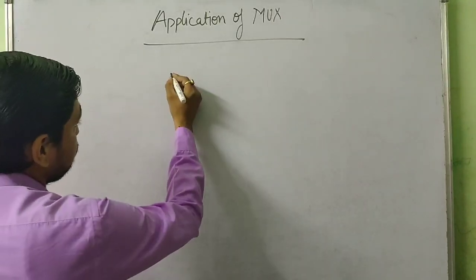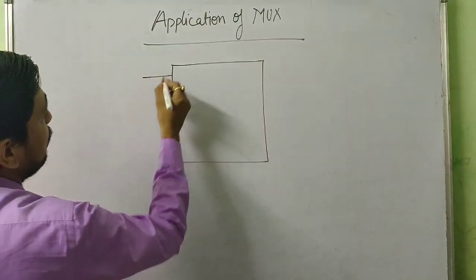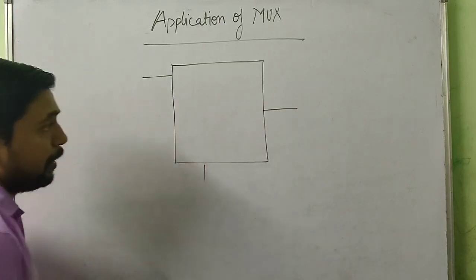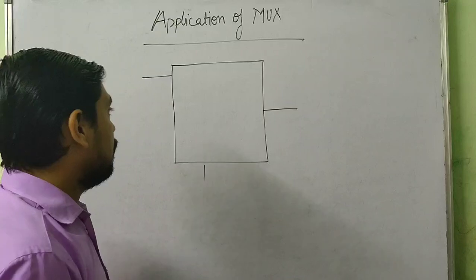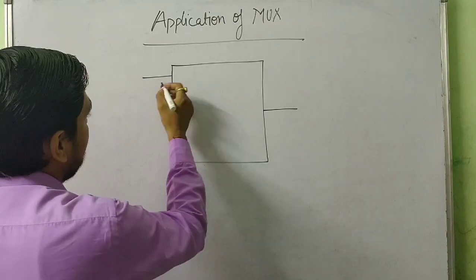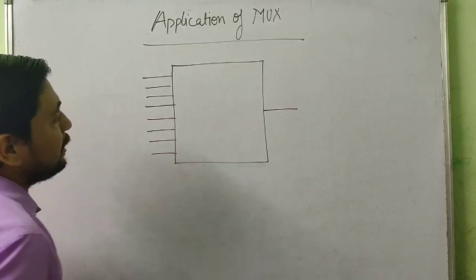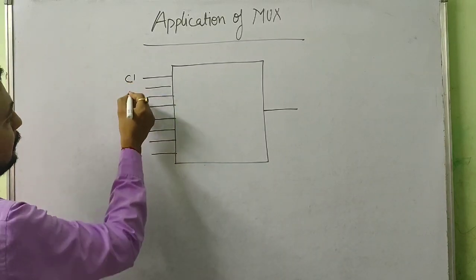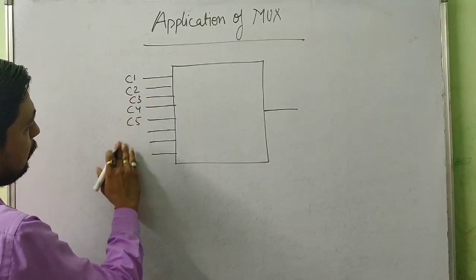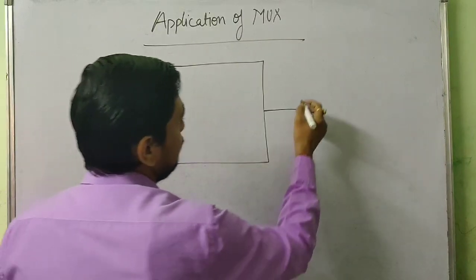For a while, do you remember the block diagram of multiplexer? There will be input lines here, selection lines here, and one output line. Now let's suppose there are 8 channels available to us. I am not taking many, only 8. Let's name them as C1, C2, C3, like that, up to C6, C7 and C8. These are the 8 channels.